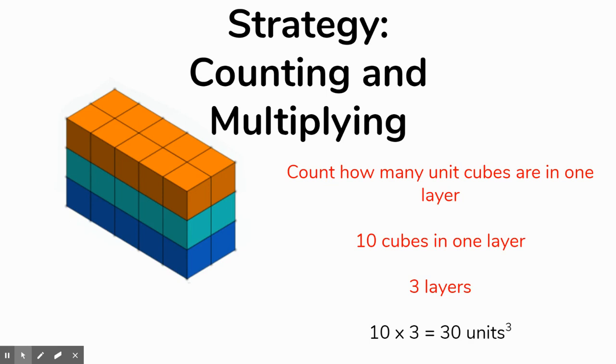There isn't much of a difference between this problem and the last problem. I think most people would agree they're both easy. 10 times 3 is an easy multiplication problem, and 10 plus 10 plus 10 is also an easy addition problem. So I don't really see too much difference on this prism, but depending on how many cubes there are, how many layers there are, that could make one strategy easier than the other.